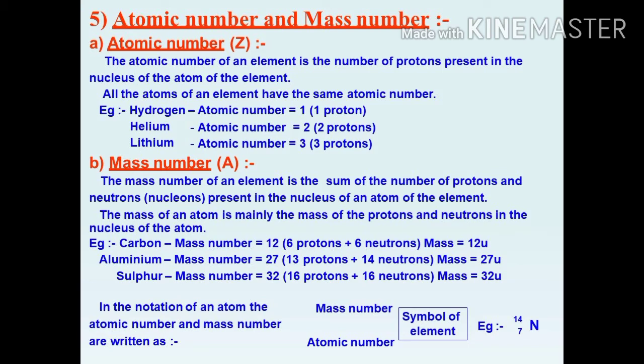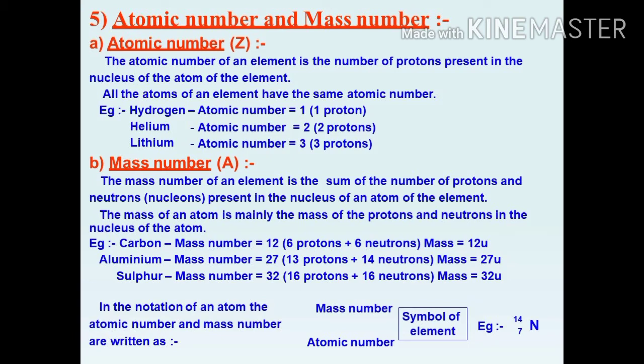Here, see in the notation of an atom, the atomic number and mass number are written. One example is nitrogen, 14 up and 7 down. The 14 up is the mass number. What is mass number? This mass number contains both protons and neutrons. The 7 down is the atomic number. Atomic number means number of protons.